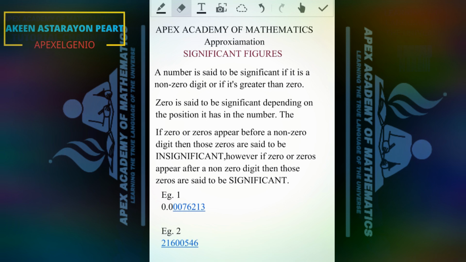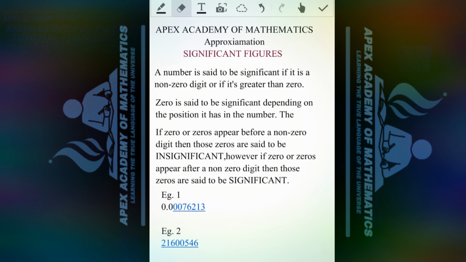All right, so as it relates to significant figures, we're going to be going through a basic definition, looking at what numbers are significant and what numbers are not significant, and of course showing a few examples. All right, so let's run through this information real quickly for you. A number is said to be significant if it's a non-zero digit or if that number is greater than 0. All right, and this sentence right here is somewhat ambiguous, meaning that there are instances where zeros can be significant, even though this statement here clearly states that a number is significant if it is greater than 0.